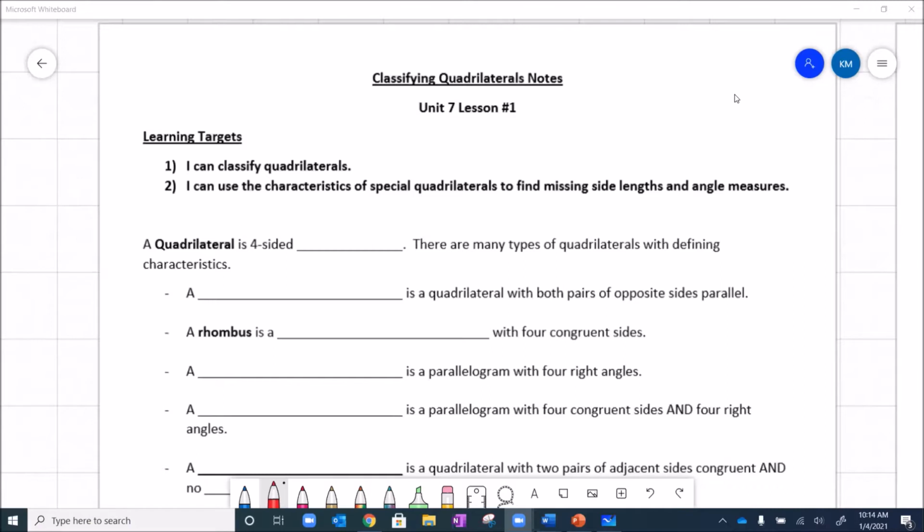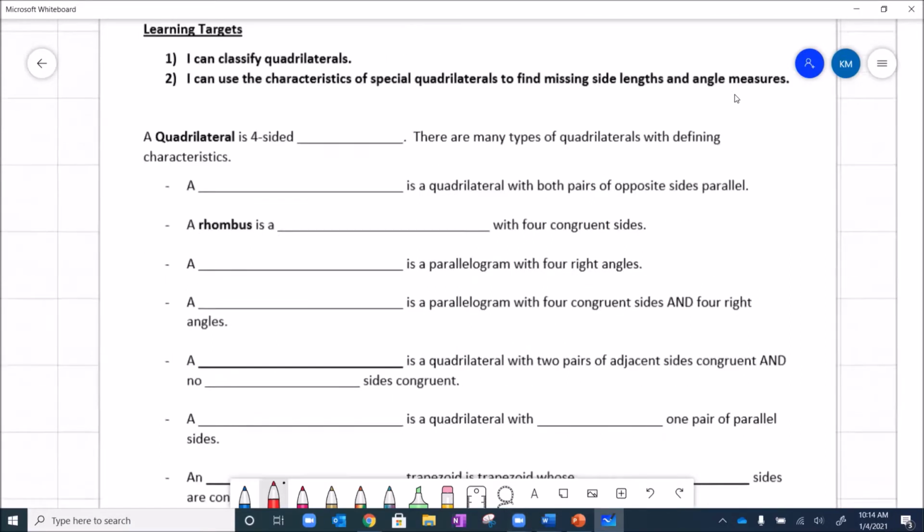All right. At the end of this video, you should be able to classify quadrilaterals. You should be able to use the characteristics of special quadrilaterals to find missing side lengths and angle measures. Okay, going to be a lot of definitions here. With this specifically, make sure that you are not just writing this down and thinking that now you know the definitions. With any definitions, it's going to take a little bit of practice of just looking at it and committing it to memory. So make sure that you're looking through these definitions over the course of today and tomorrow, and then throughout the chapter.